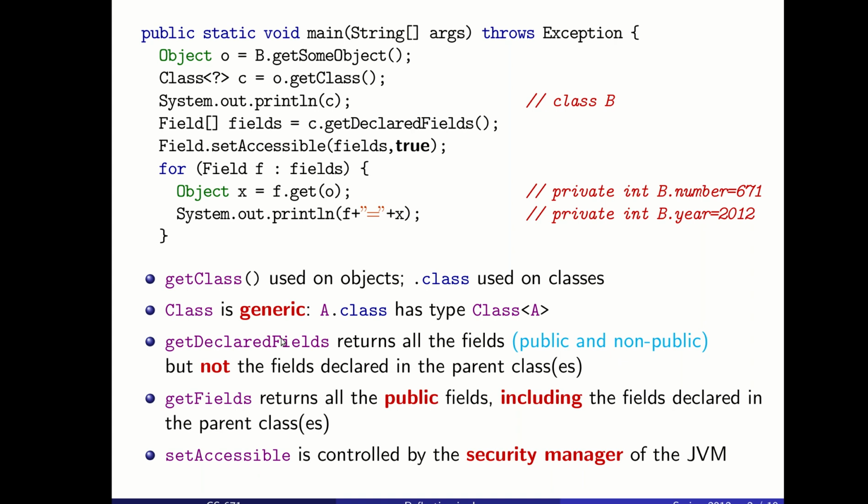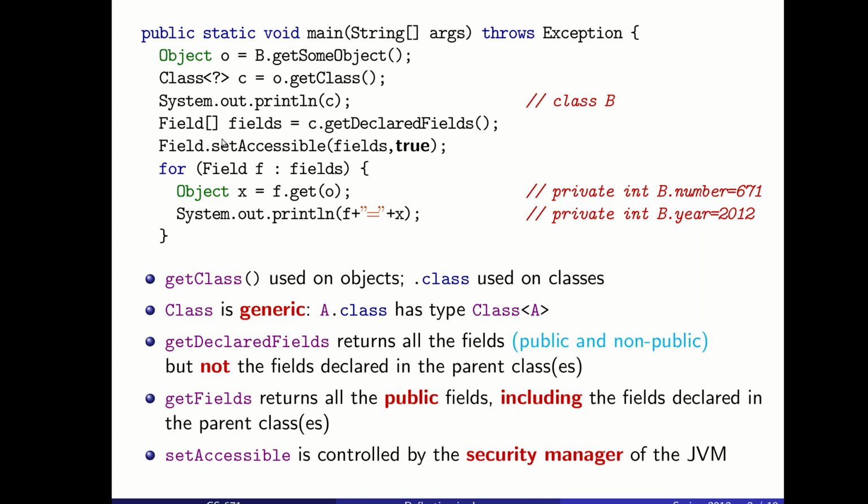And then getDeclaredFields will return all of the fields from this specific class, whether they are public or not public. So when we call getDeclaredFields here, we are getting all of the fields from B, including the private ones. We are not getting any fields from A, even though B extends A, because it's getting only the ones declared in B.